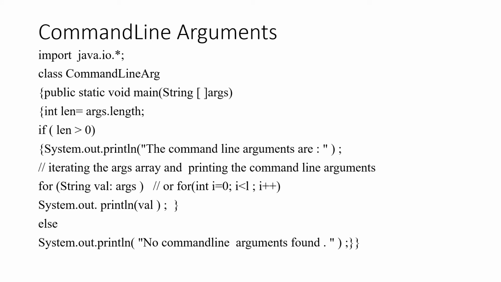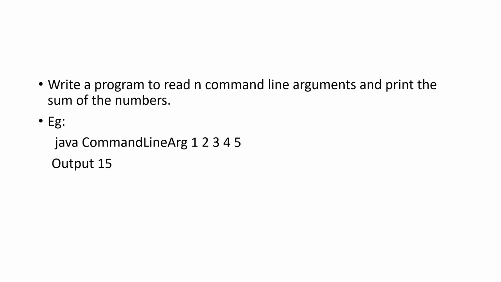Here, the same program is written with some changes in the syntax of the for loop. Just go through the syntax of the for loop used in this particular slide. After understanding this program, try a program based on command line arguments. You have to write a program to read n command line arguments and print the sum of the numbers. These n command line arguments must be numbers. For example, if you give 1, 2, 3, 4, 5 as command line arguments, you should get the output 15.